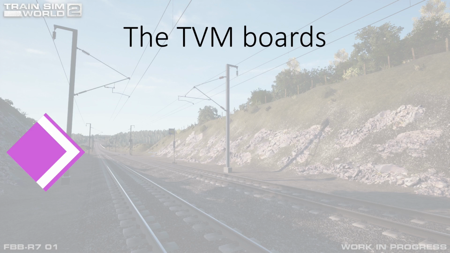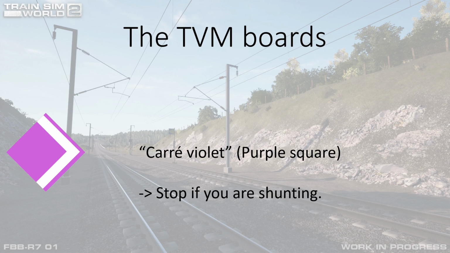The next one is this one. In France, it is a purple square with a white arrow. In the UK, as I recall, it has a different shape, but it means the same thing. In France, this means carré violet, or purple square. It also means shunting limit. The meaning is the same. Stop if you are shunting.